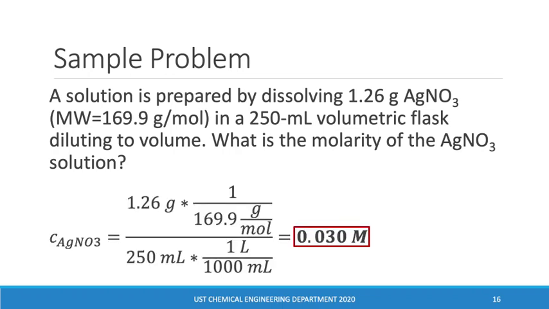To get the moles of silver nitrate, we must divide the given mass of 1.26 grams by the molecular weight of silver nitrate, which is 169.9 grams per mole. And then we divide the moles by the volume of solution, but do not forget to convert the unit to liters to get molarity. And then calculating, we get the concentration of silver nitrate equal to 0.03 molar.